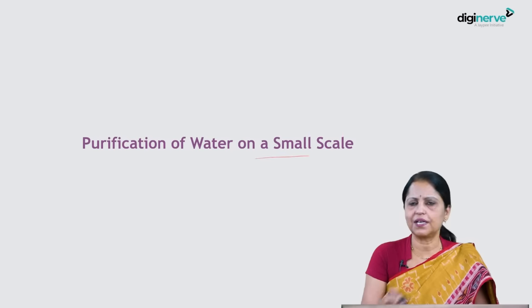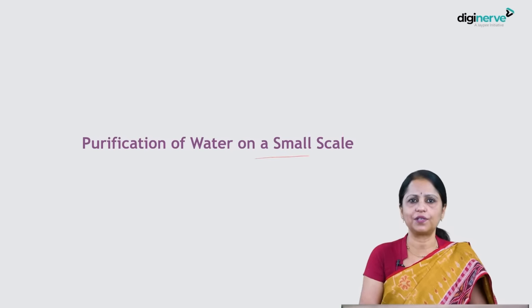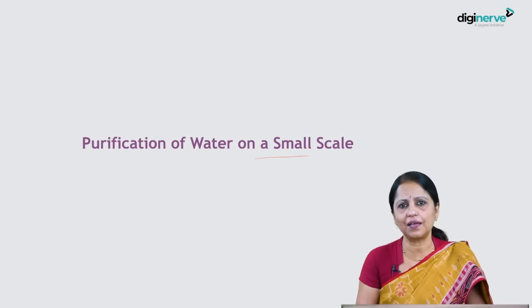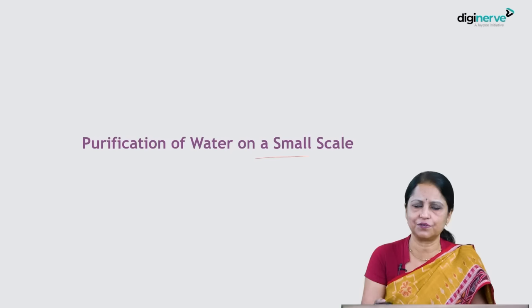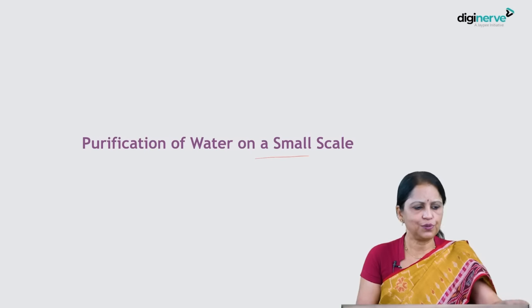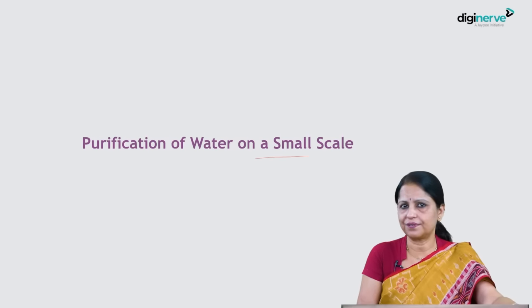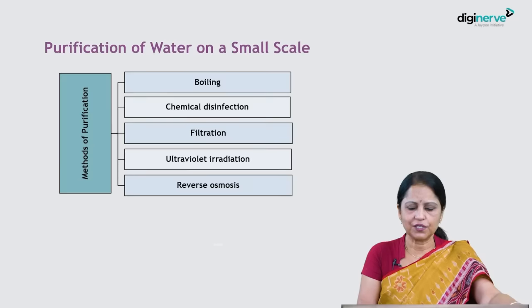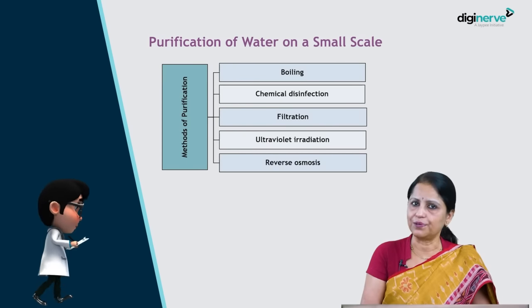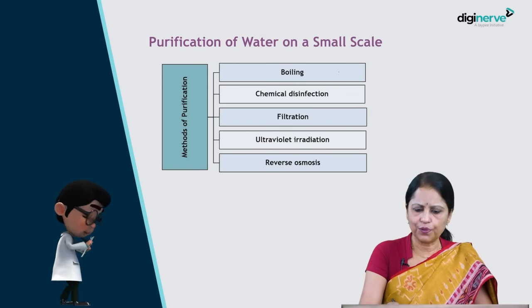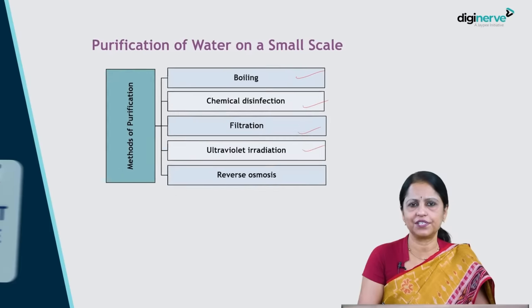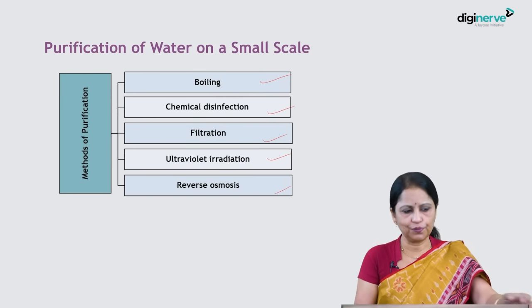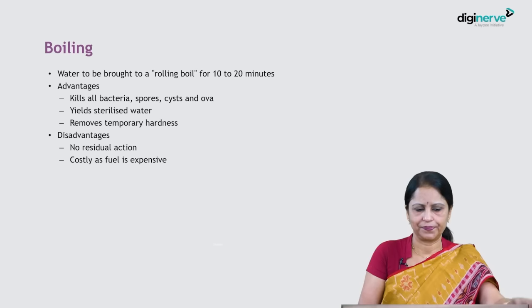So now we will discuss purification of water on a small scale. Actually, what needs to be done at the domestic level, so that when you give health education to the families that you visit or to the patients or other people that you educate, you can tell them about all these different ways of purification at the household level. So these are the ways: boiling, chemical disinfection, filtration, ultraviolet radiation and reverse osmosis. So we will discuss each.